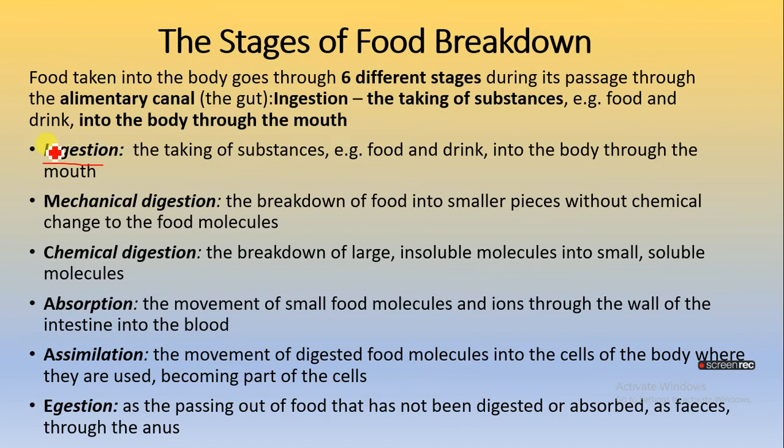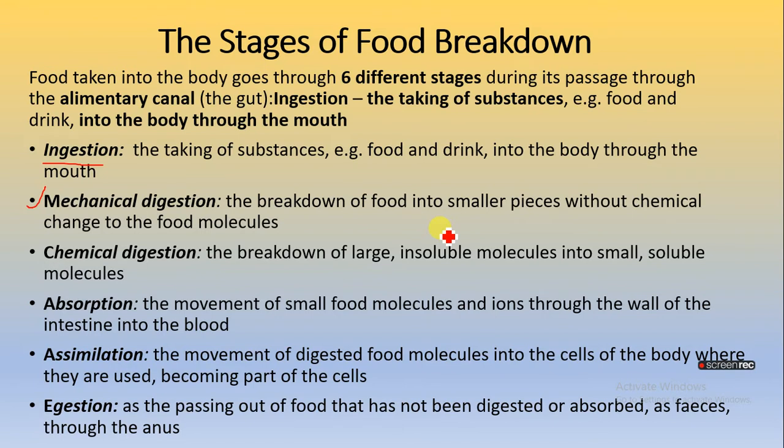Once the food gets into your mouth, the next stage is mechanical digestion, which is the breakdown of food into smaller pieces without chemical change to the food molecules. The food we take in, be it carbohydrates, lipids, or proteins, is insoluble. Mechanical digestion does not break the bonds that hold the molecules together, but it breaks the food into smaller pieces to increase the surface area so that enzyme action and chemical digestion can take place easily.